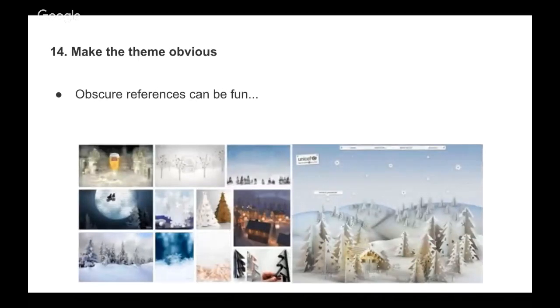Tip number 14, make the theme obvious. Obscure references can be fun, but try to have a number of relatable items or touch points in your mood board. You want to let others in, so being deliberately obtuse will earn you no points. It's easy to fill out a board with a pile of baffling references. It's much harder to be clear and use imagery to sell your vision, but it's worth the effort.